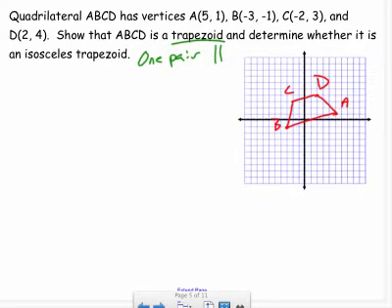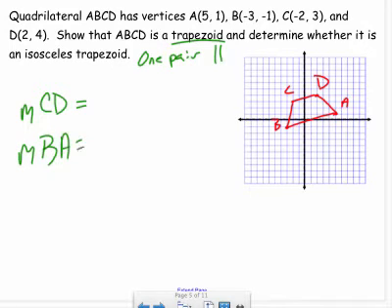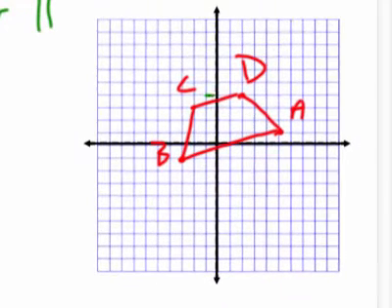So that means I need to prove that the slope of CD is parallel to the slope of BA, right? Because I know that parallel slopes are the same. So I want to see that their slopes are equal. I want to prove that these two lines are parallel. Well, I could use the points. I could use the slope formula, but why don't I just count it?